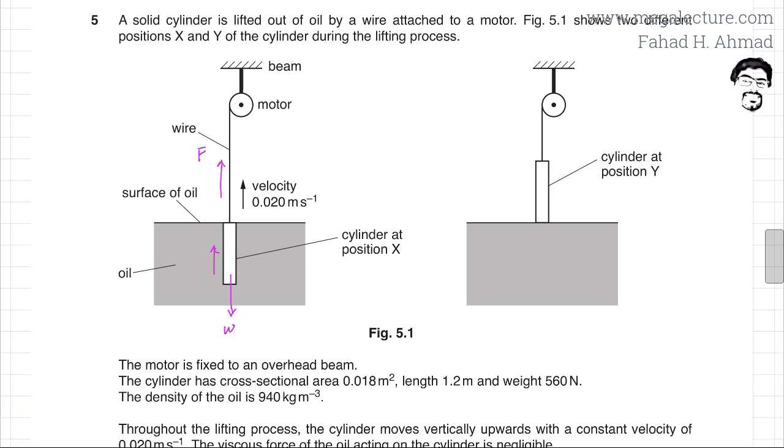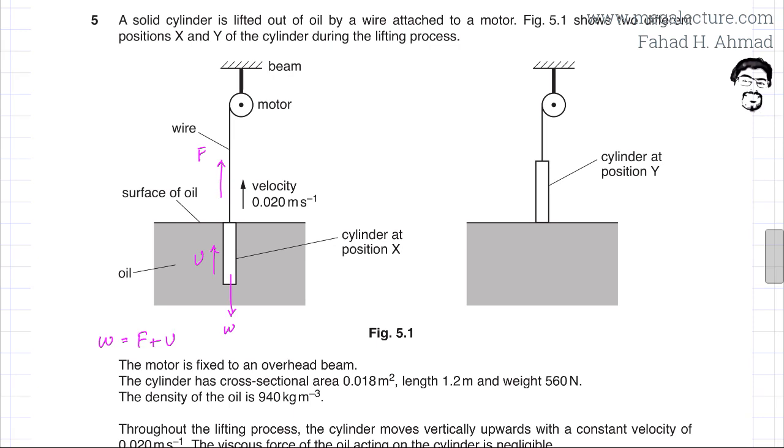piece of cylinder upwards. So if I balance these forces, weight would be pointing downwards, the tension in the wire would be pulling it upwards, plus the upthrust of the oil is also pulling it upwards. Let's call that U. So W would be equal to F plus U, the upthrust of the oil.